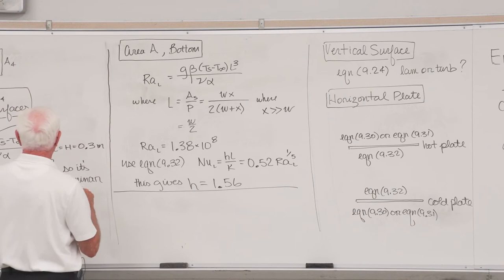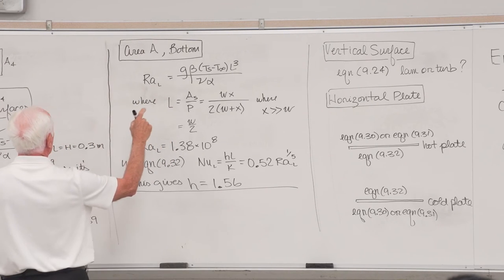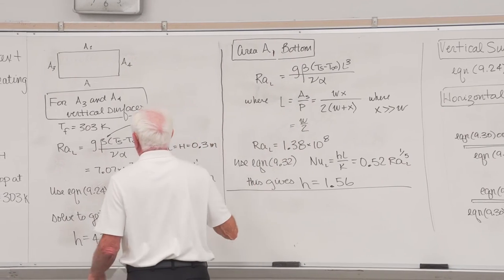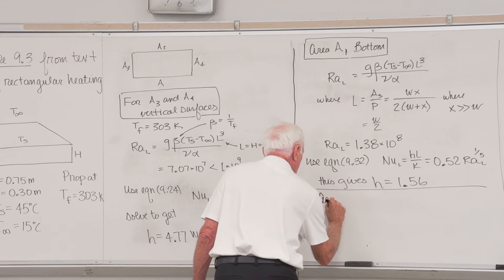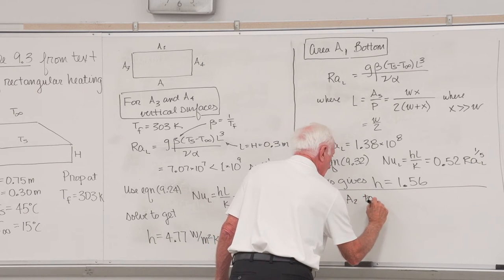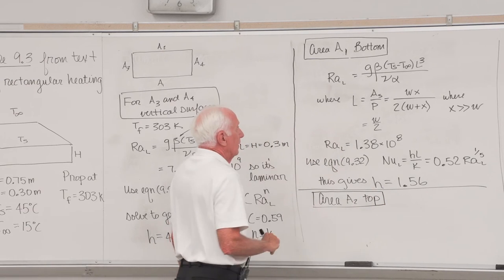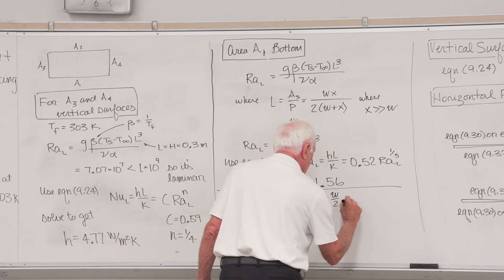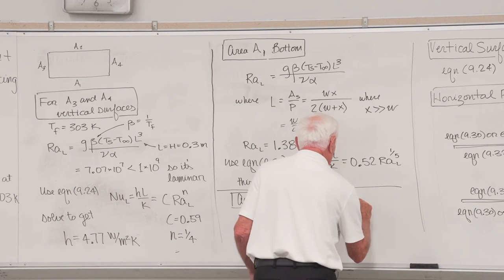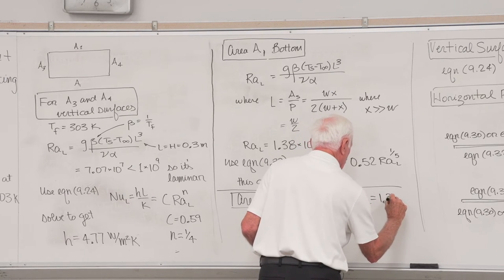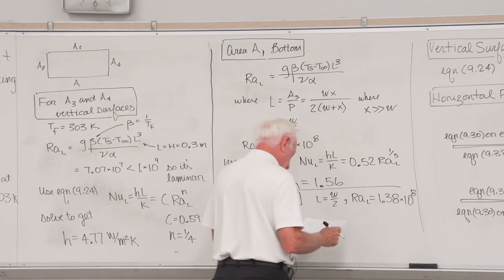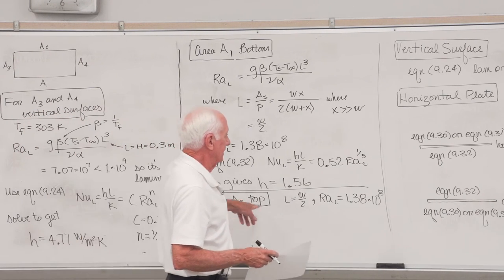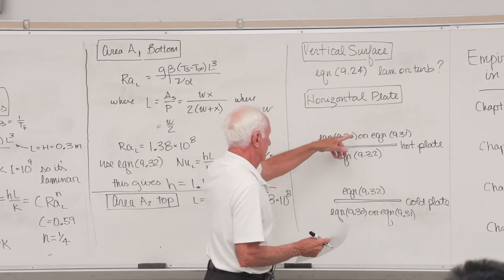Okay, one more to go. Area, oh, that should be, yeah, this is the bottom, so area A1. Now we'll do area A2, the top. Okay. Did L change? No, it was the same rectangular area. Did the Rayleigh number change? No, it's the same. Did the equation change? Of course it did. Okay, heated plate here. Top surface here.